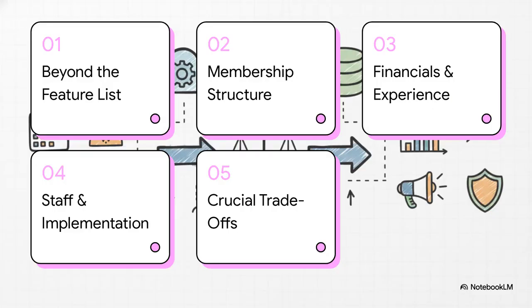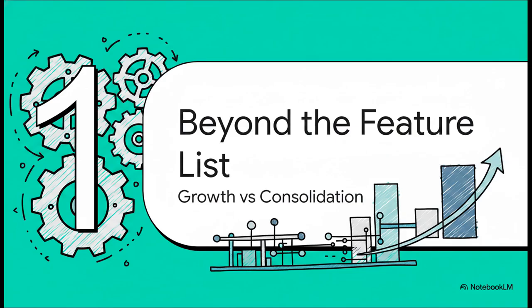Here's how we're going to break it down today. First, we'll go beyond the feature list. Second, we'll look at membership structure and strategy. Third, financials and member experience. Fourth, staff capacity and implementation. And finally, we'll look at some crucial trade-offs. So, Section 1, Beyond the Feature List, Growth versus Consolidation.